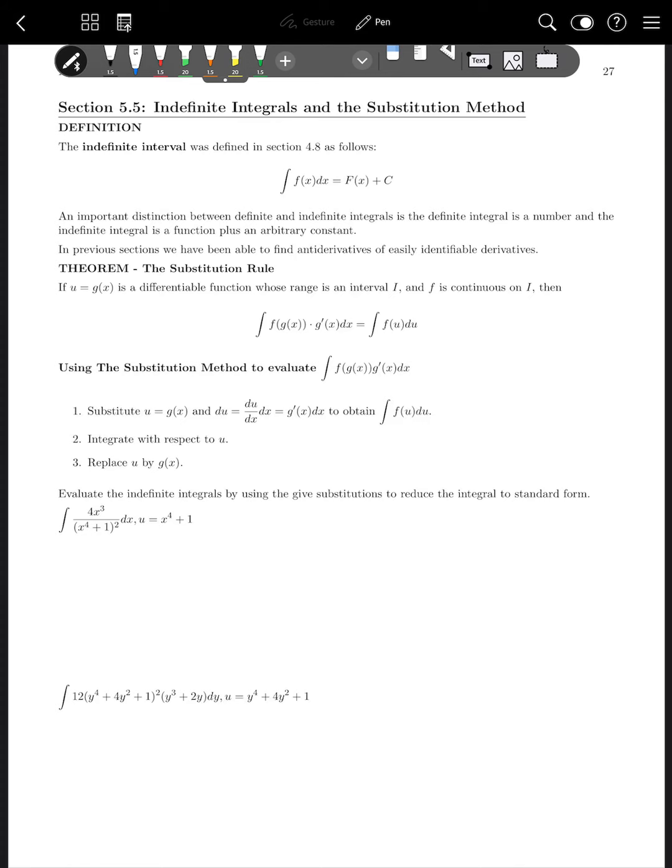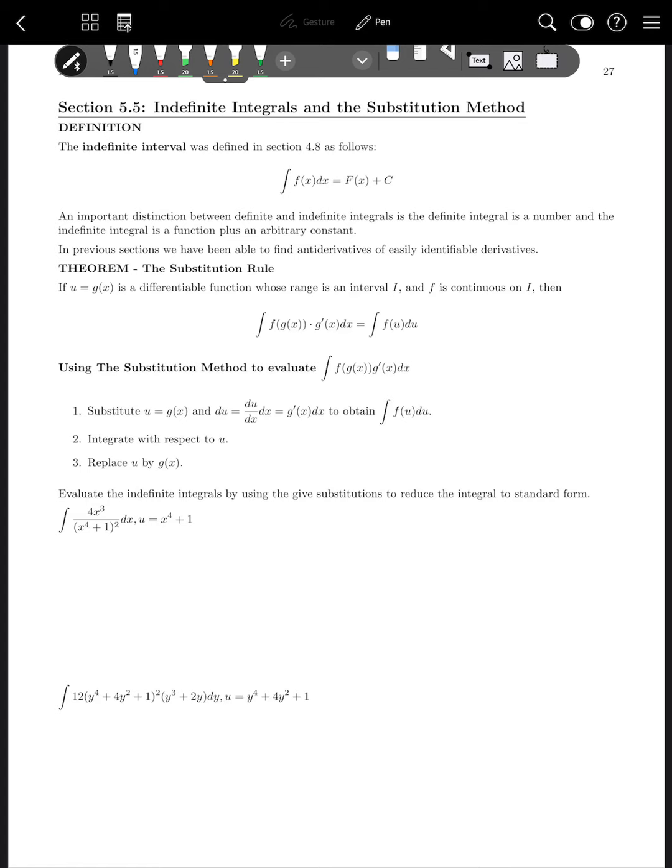Back in section 4.1, we defined the indefinite integral using this notation. The indefinite integral of f of x is equal to the antiderivative of f of x plus c. An important distinction between definite and indefinite integrals is that the definite integral is a number and the indefinite integral is a function plus an arbitrary constant. So what we've been doing in the previous couple sections is finding a value, a number, whereas here what we're going to do is find a function, similar to finding derivatives. In previous sections, we've been able to find antiderivatives of easily identifiable derivatives. The substitution rule is going to allow us to go beyond that.